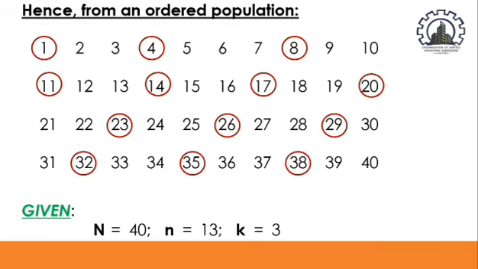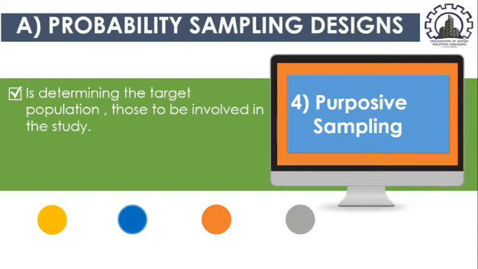So if you try to count, if this is 13 all in all, we have 1, 4, 8, 11, 14, 17, 20, 23, 26, 29, 32, 35, and 38. And yes, we have finally selected 13 students out of the 40 population. All right, so this is what we call systematic sampling.